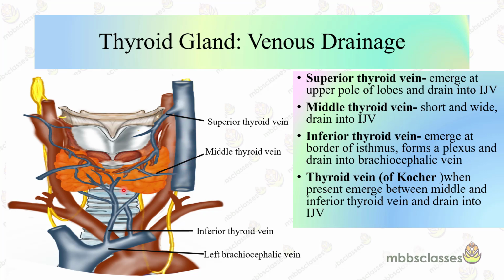The inferior thyroid veins emerge at the lower border of the isthmus. They form a plexus here. Then this plexus drains into the brachiocephalic vein. And sometimes the thyroid vein of Kocher may be present. When it is present, it emerges between the middle and inferior thyroid vein and drains into the internal jugular vein.